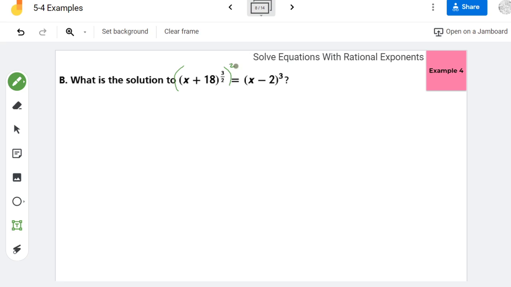All right, so I'm going to go ahead and raise both sides of this equation to the 2/3 power. So let's look at what happens. On the left-hand side, those ugly fractions cancel out, leaving me with x plus 18. And on the right-hand side, 3 times 2/3 is just 2. So this turns into x minus 2 squared.